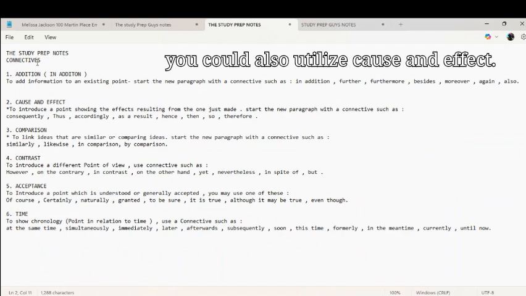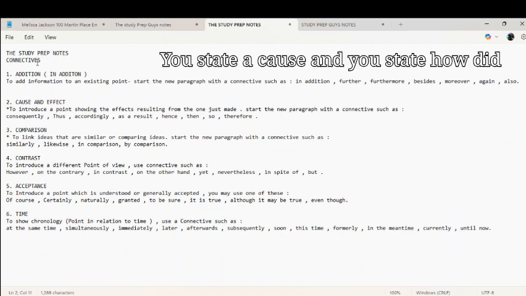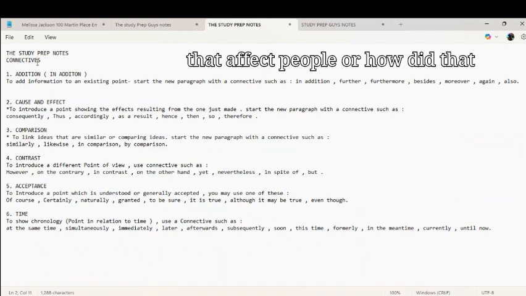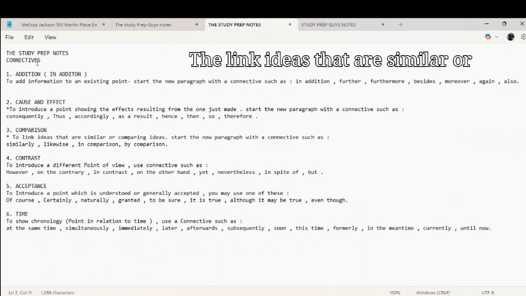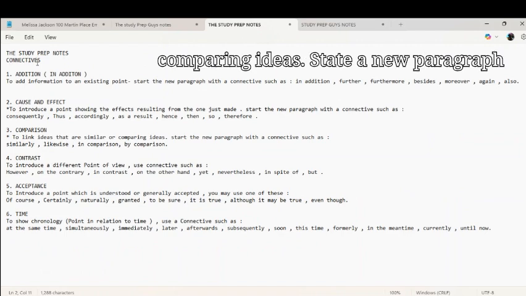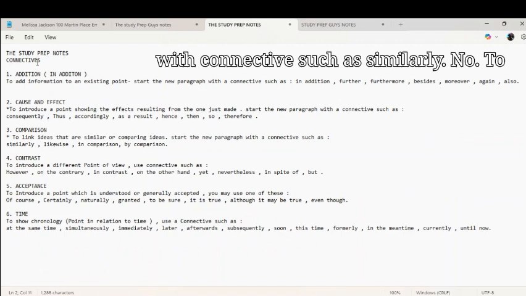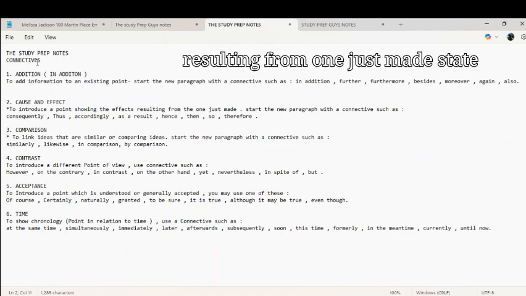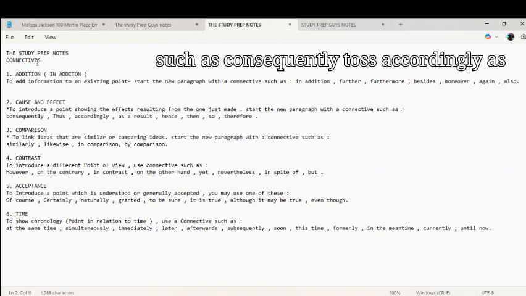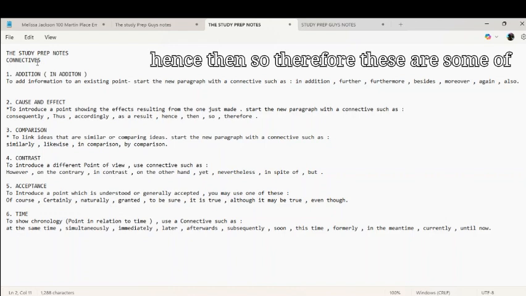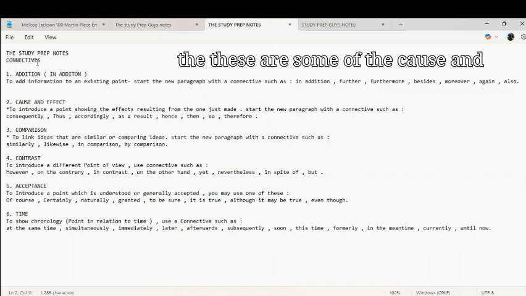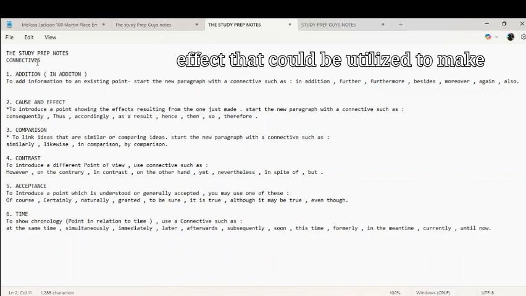You could also utilize cause and effect. You state a cause and you state how it affected people, or how it affected everything else around you. To introduce a point showing the effects resulting from one, start a new paragraph with a connective such as consequently, thus, accordingly, as a result of this action, this happened, hence, then, so, therefore.